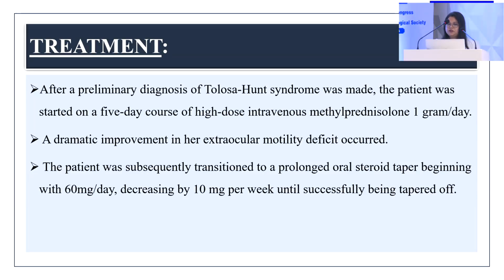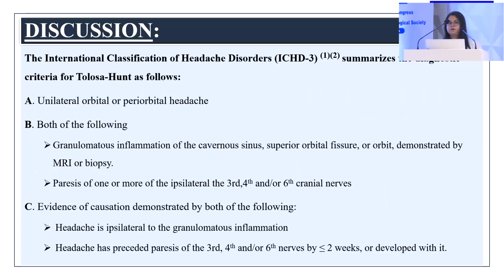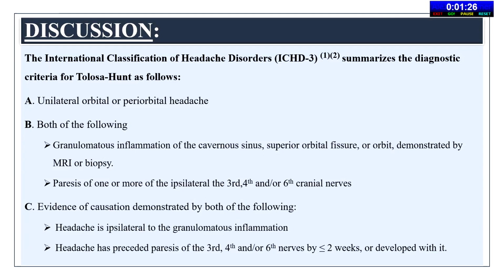So after a preliminary diagnosis of Tolosa-Hunt syndrome, the patient was started on a 5-day course of high-dose intravenous methylprednisolone, that is 1 gram per day. A dramatic improvement in her extraocular motility deficit occurred. The patient was subsequently transitioned to a prolonged oral steroid taper beginning from 60 milligram per day and successfully tapered.